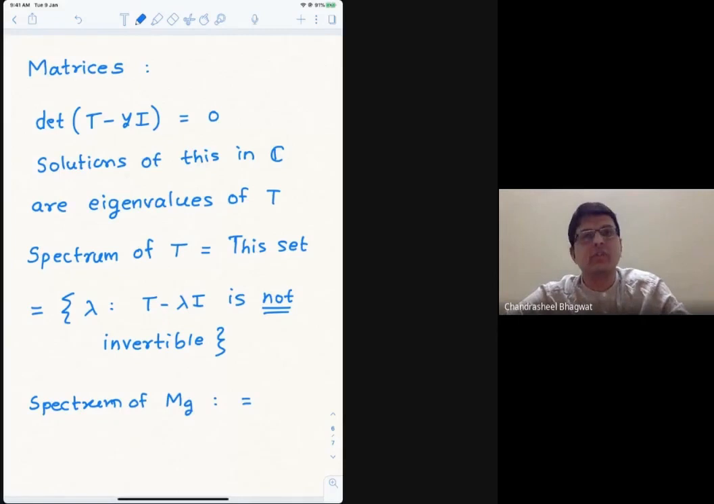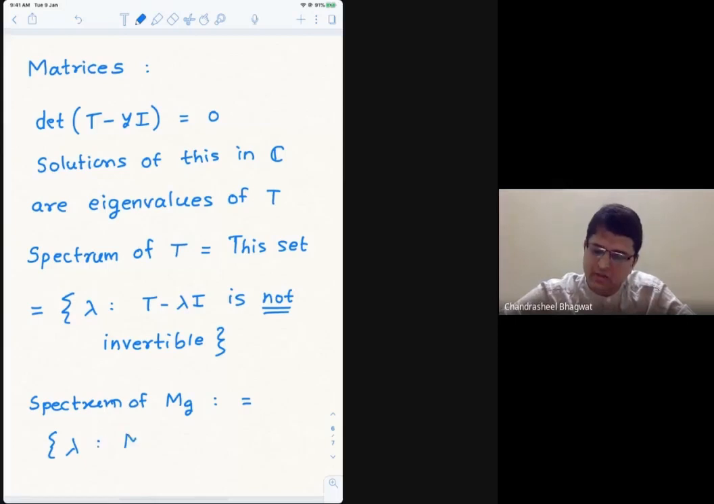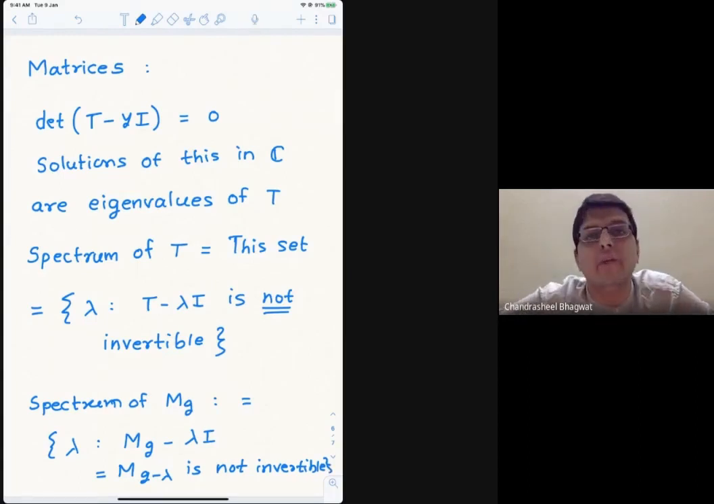So this word is not meaningful unless we give the definition. The spectrum is defined to be the set of all lambda such that M_G. So I'll write something here which is obvious, but you just think about it. If I subtract lambda times identity from M_G, that is the same as M_G minus lambda. So this is not invertible. Not invertible in this context also means that it's not bijective.